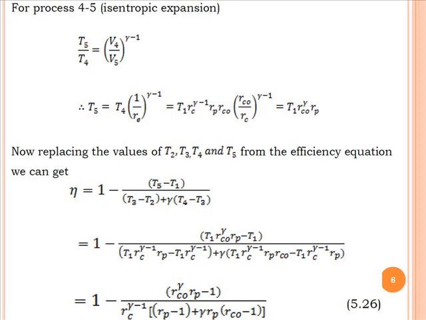Now all the other temperatures are converted into T1, and we have to put all those values in the equation of efficiency. So efficiency equals 1 minus (T5 minus T1) divided by (T3 minus T2 plus gamma into (T4 minus T3)). Now we are replacing all the other temperatures with T1. So the last equation 5.26 is available with us, and upon simplification, what we will get we will see in the next slide.